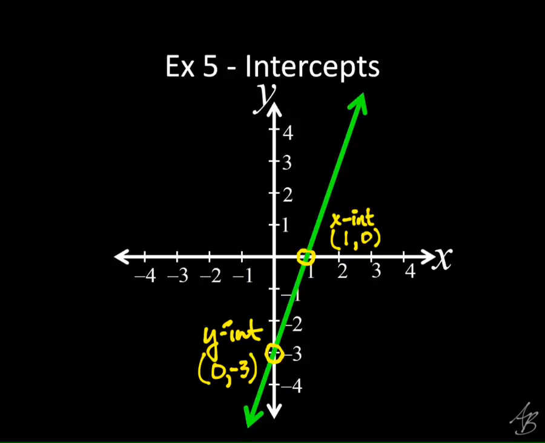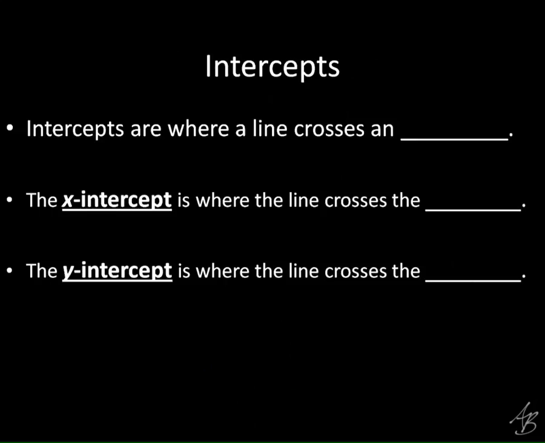All right, so a couple things real quick before we move on. The intercepts are where a line crosses what? An axis. All right, so that's going to be your first blank there. Intercept is where a line crosses an axis. The x-intercept is where the line crosses the x-axis. And the y-intercept is where the line crosses the y-axis. Exactly.